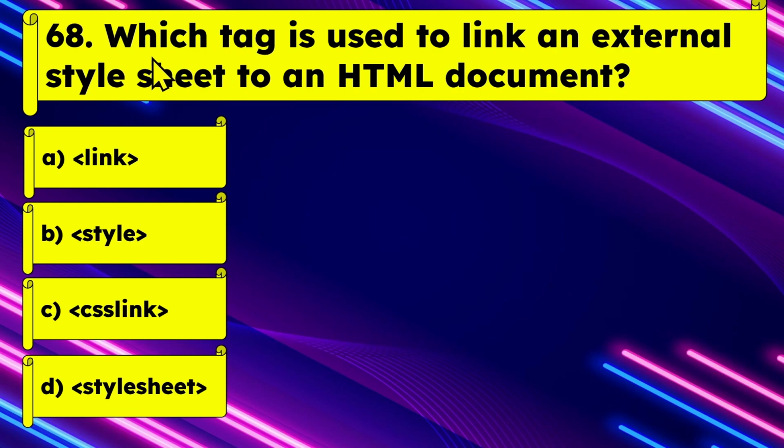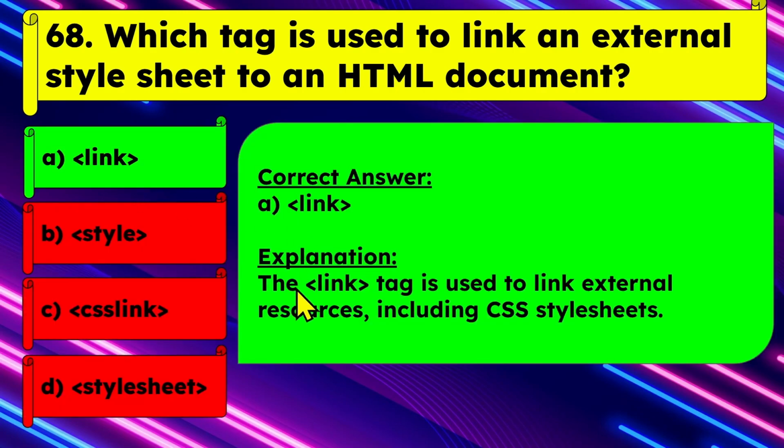Next question is, which tag is used to link an external style sheet to an HTML document? Option A, link tag, option B, style tag, option C, CSS link tag, or option D, style sheet tag. So here the correct answer is option A, link tag. You can see the link tag is used to link external resources, including CSS style sheets.